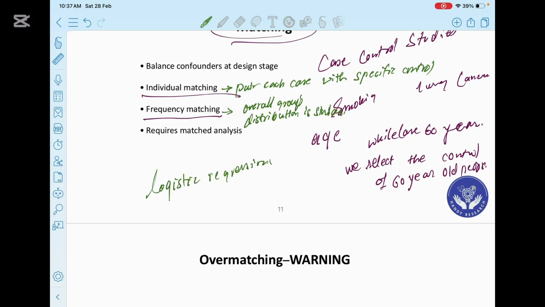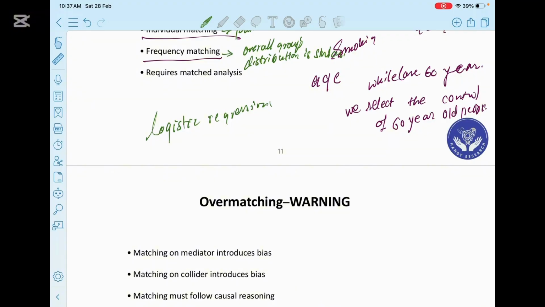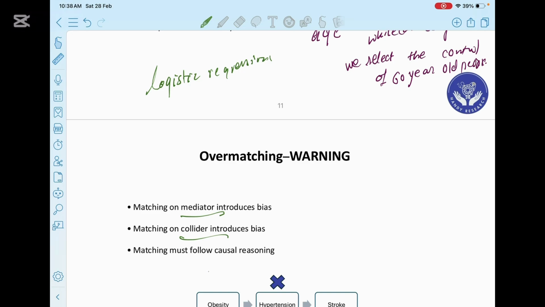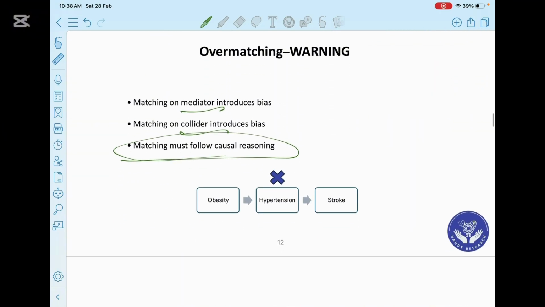Do you know matching could be dangerous as well? What would be the possible condition where matching could be dangerous? If you match a mediator or collider, then it introduces bias, and that's why matching must always follow causal reasoning. For example, if you do research on the obesity and stroke relation, obesity generates hypertension, and hypertension can cause stroke. So if you match on hypertension, then you can possibly generate bias. That's why we never do matching on a collider or a mediator. I have already explained the collider in the previous episode.